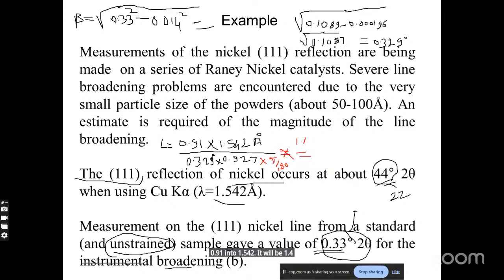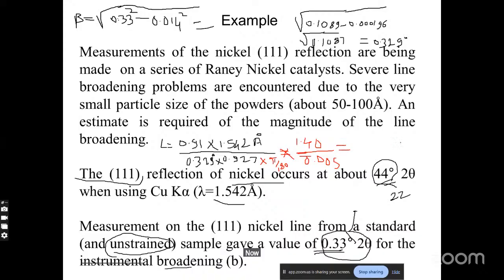1.40. I will write it approximately now. Divided by 0.329 into 0.927 into 0.0175, or 0.0174 you can take. So it will be 0.005. So this will be the denominator.